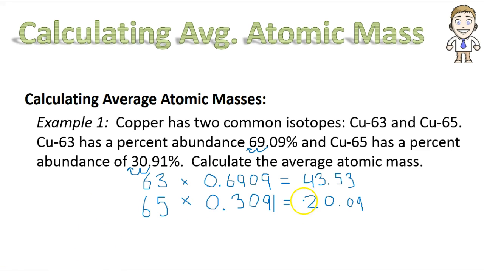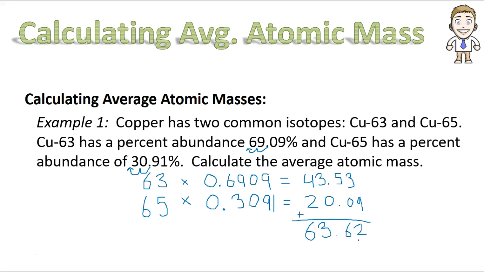Once you've got those sub-answers written down, the final stage is the easiest part. You simply add them together. That's why it's nice to write everything vertically, because it's really simple to add them up at the end. And after the addition, you should get a final answer of 63.62.